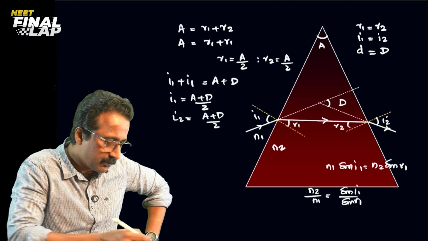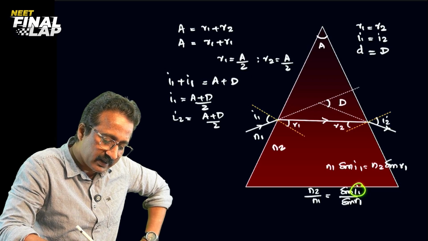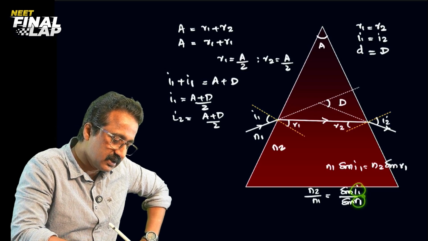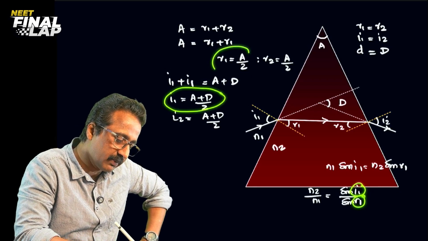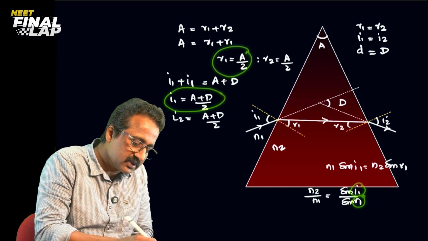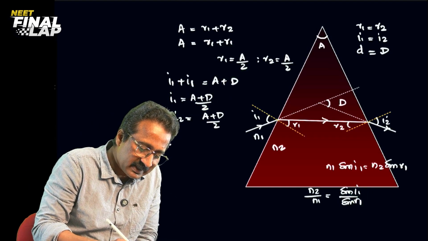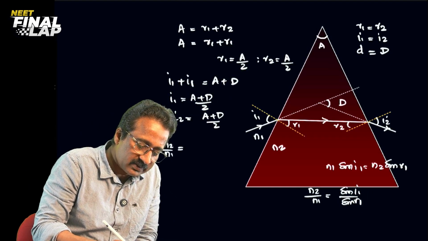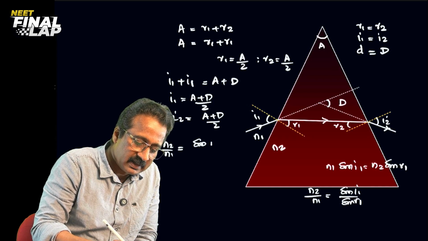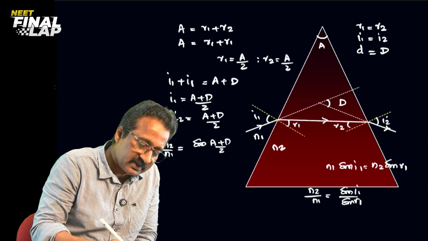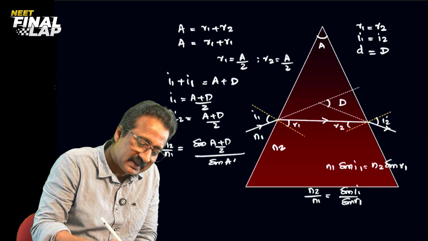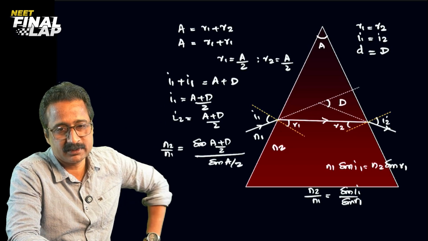Now finally, let me put the values of I1 and R1 into this. I1 is (A plus D) by 2, and R1 is A by 2. When I put these values in the expression, I'll have one more expression, that is N2 divided by N1 is equal to sin of (A plus D) by 2 divided by sin of A by 2. That is another important equation for a prism.